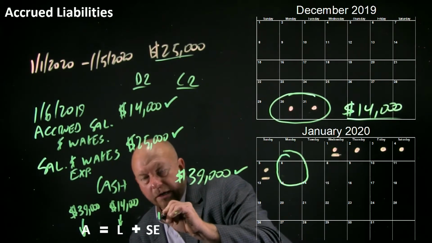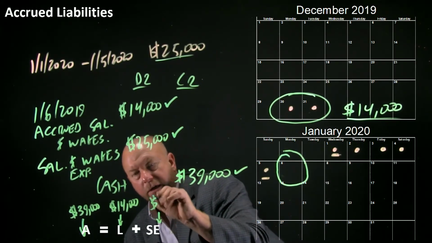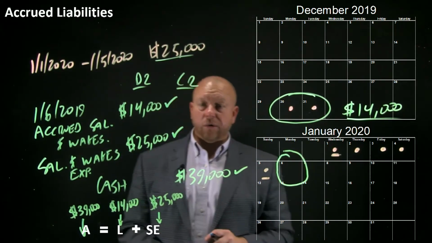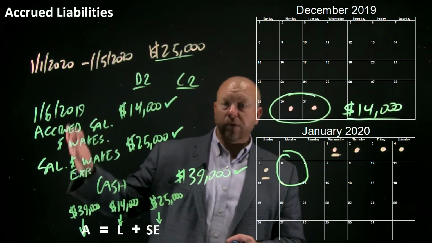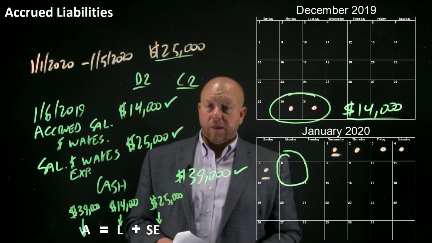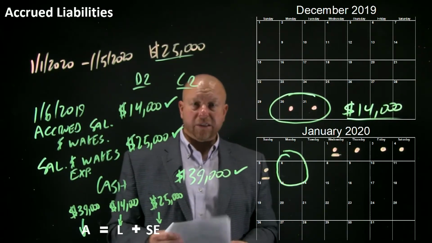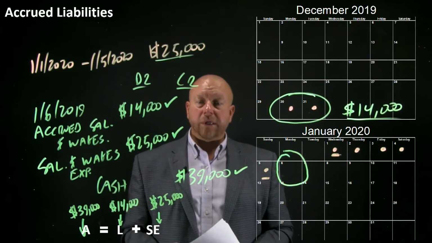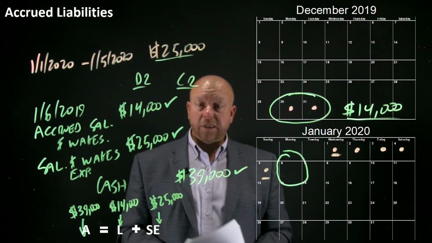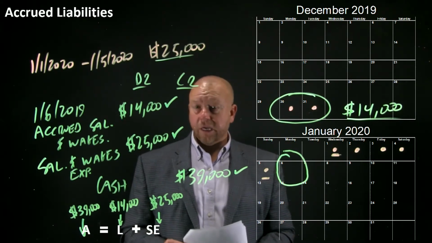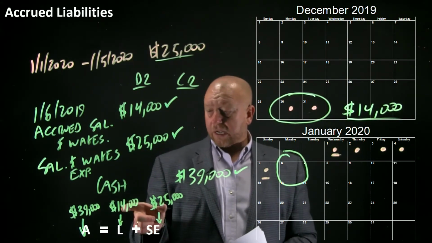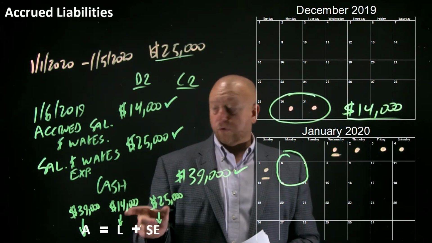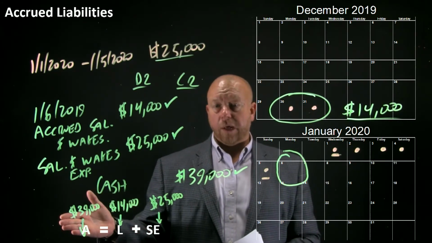And then your stockholders' equity in this case is going to decrease by $25,000 for the same reason that stockholders' equity decreased when we accrued the payroll in 2019. That $25,000 is an additional expense. It will make our profit smaller, and ultimately will make our retained earnings smaller. You can see that the accounting equation stays in balance. The liabilities and stockholders' equity portion decreases by $39,000 overall, and the assets decrease as well.